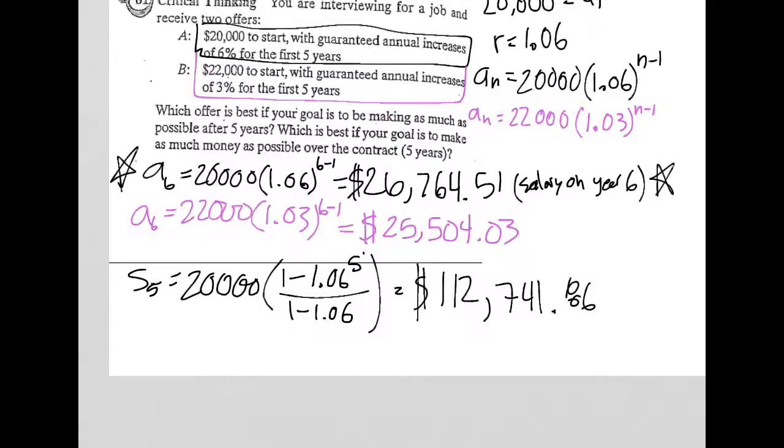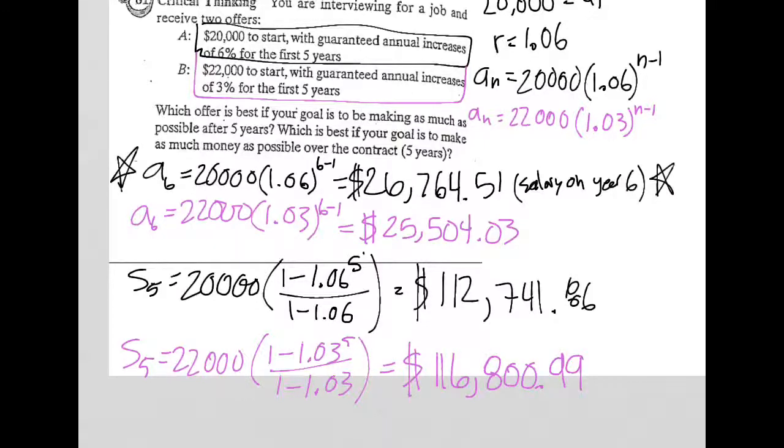For option B, we're looking again at the sum of the 5 years, but now our starting value is 22,000 times 1 minus 1.03 to the power of 5 over 1 minus 1.03, and now we can crunch that number. With option B, you've made $116,800.99 over the 5 years. So that is the better option if all you want to do is make the most cumulative money over the 5 years.